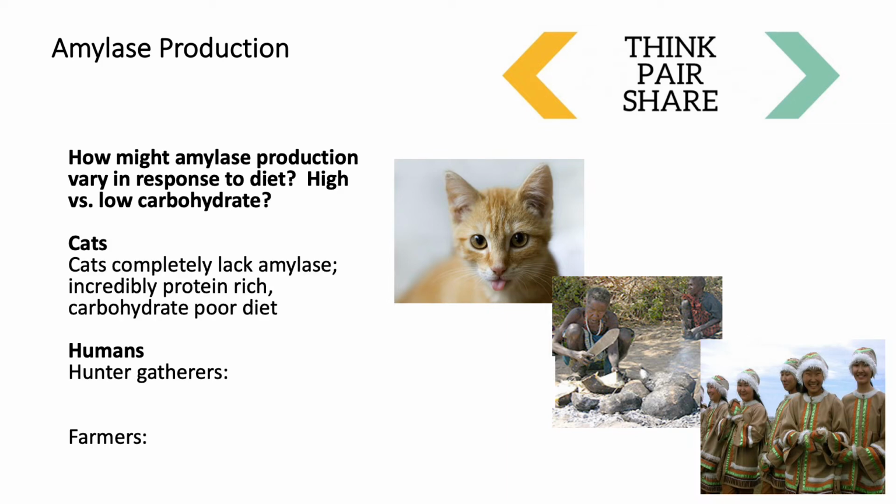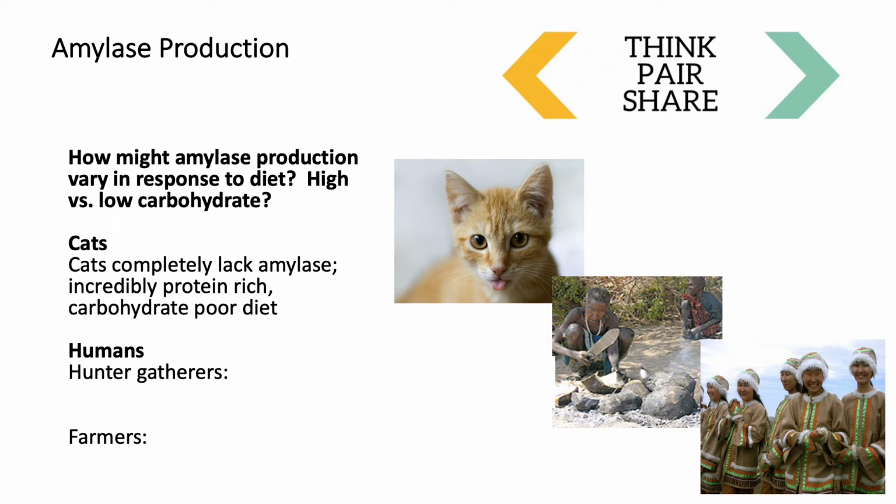Well, cats, they completely lack amylase. They have an incredibly protein-rich diet, and it's low in carbohydrate. So they don't need to be breaking down starches or carbohydrates to extract nutrients, because in general, they're not ingesting them. What if we think about humans now and talk about hunter-gatherer communities?